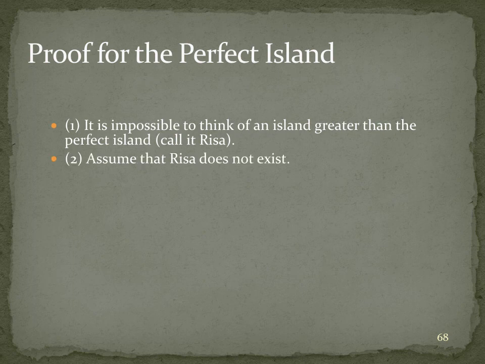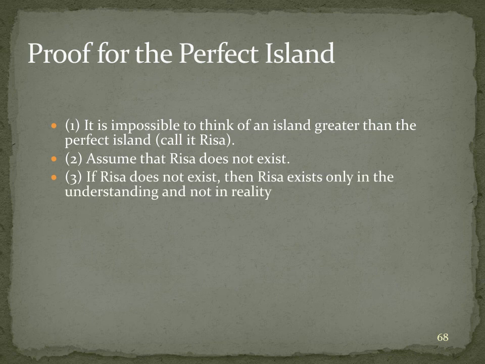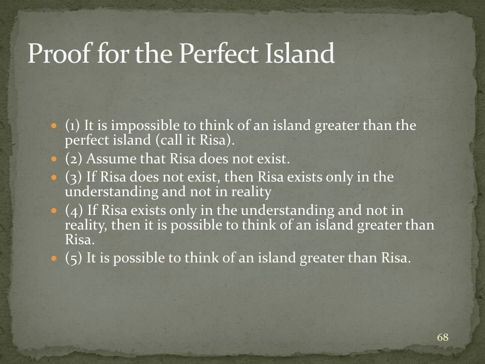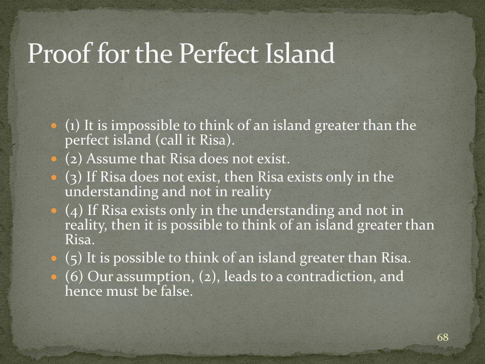Let's call it Risa. Assume that Risa doesn't exist. If Risa doesn't exist, then Risa only exists in the understanding and not in reality. If Risa only exists in the understanding and not in reality, then you can think of something greater than Risa. It is possible to think of something greater than Risa. That follows from 2 through 4. Well, that's a contradiction. 1 and 5 are a contradiction. So our assumption that led to the contradiction, which is 2, must be false. So now we prove the existence of the perfect island.